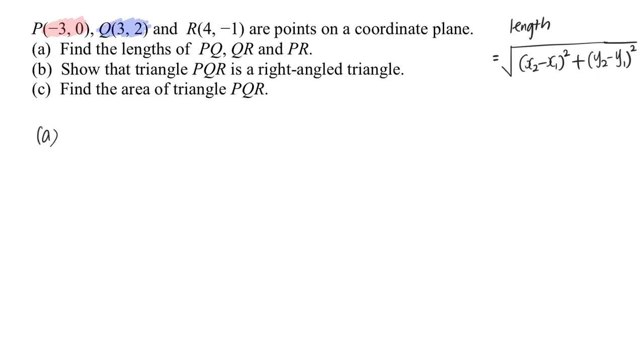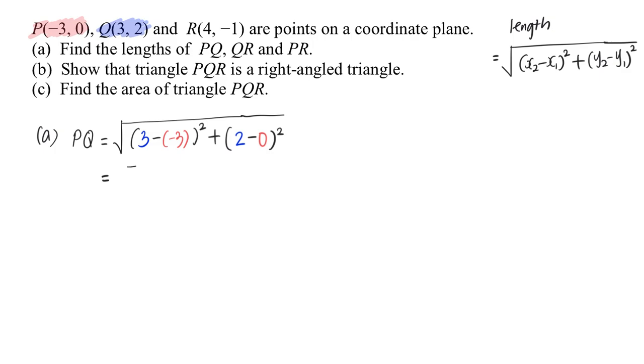Okay, so for part A, and I usually like to color code them to make it easier for me to see. So for PQ, my working goes like this: the square root of (3 minus negative 3) squared plus (2 minus 0) squared, and this will give me the square root of 40, and the square root of 40 would then lead us to 6.32 units to 3SF.